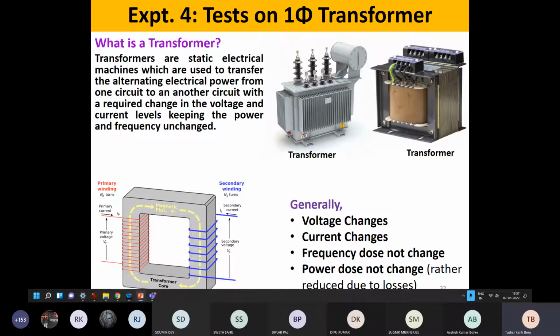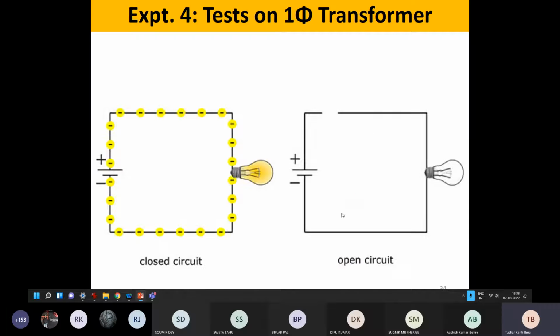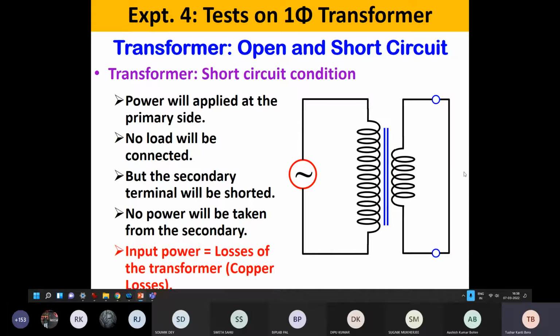So what is open circuit? Whenever a circuit is open at a particular point, there will be no current flow, and that is called open circuit. But when the two terminals of the source or two terminals of the load are closed together with zero resistance, that is called short circuit. So there will be no power delivered to the load, and there will be huge current flowing through the source. This is called short circuit. Now, in a transformer, if the secondary winding is kept open but the primary is connected to a power supply, then it's called open circuit condition. And whenever the secondary is shorted with a wire or by an ammeter, then it's called short circuit condition.